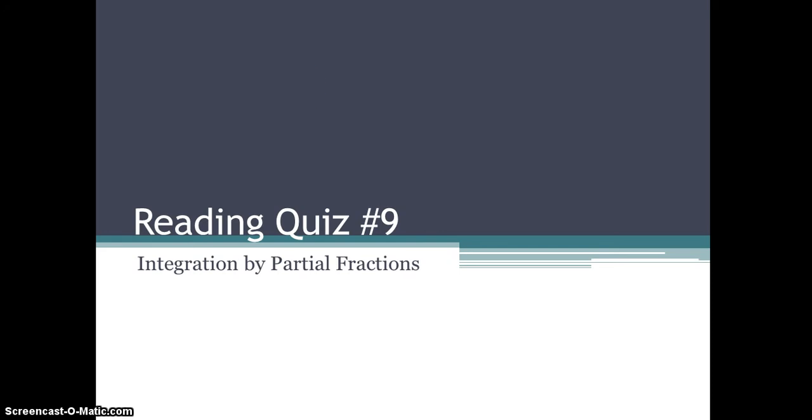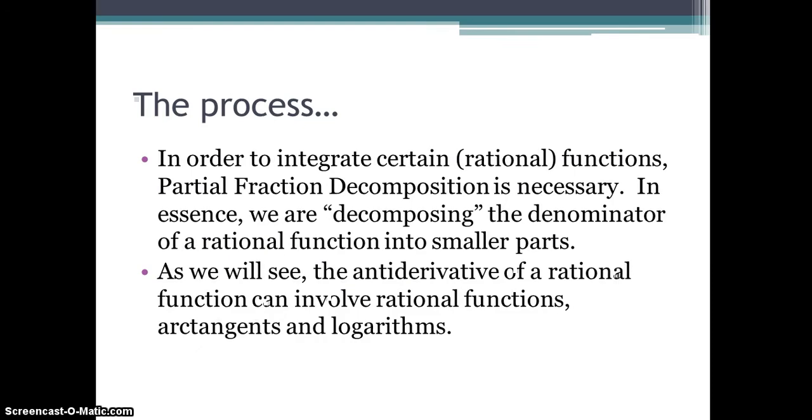Okay, reading quiz 9 has to do with a technique that's called integration by partial fractions. Basically, the idea is that we're going to use fractions and what's called partial fraction decomposition to help us figure out our antiderivatives. Oftentimes we'll encounter the natural log function, which we'll see in just a minute. So, in order to integrate certain rational functions, partial fraction decomposition is necessary.